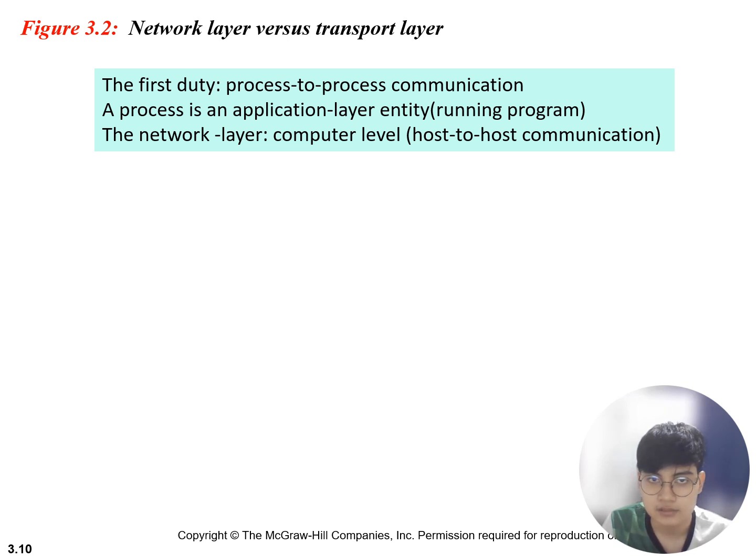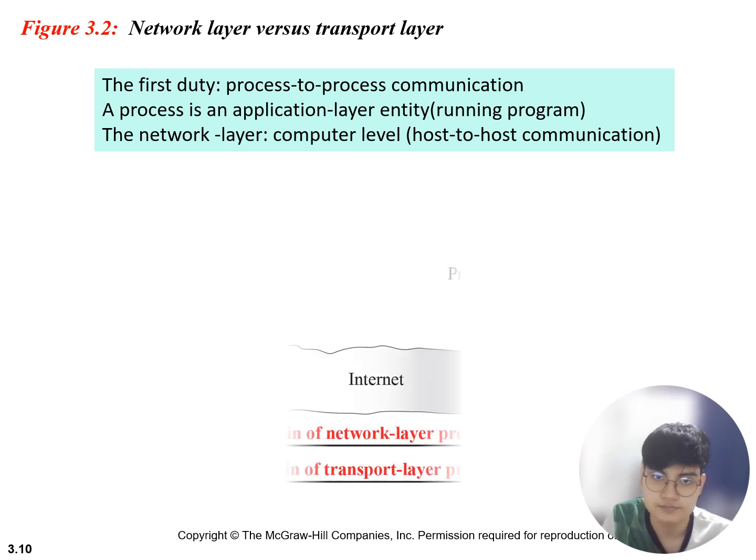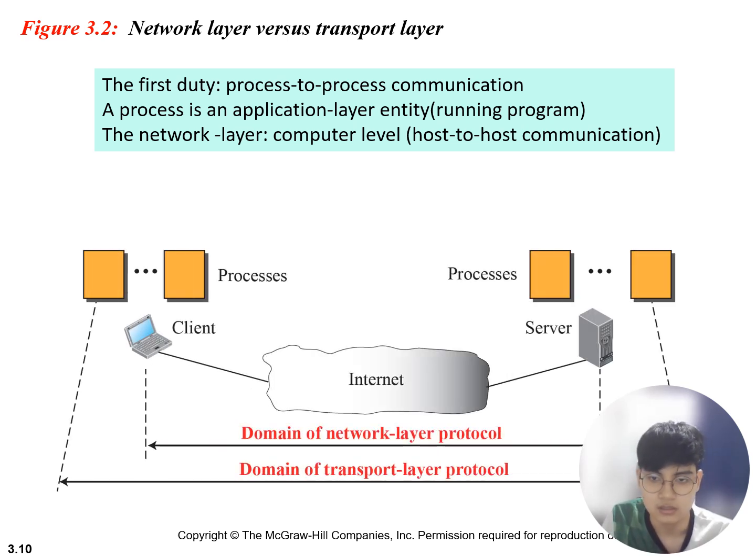Network layer versus transport layer, and further, process-to-process communication. A process is an application layer entity running a program. The network layer handles computer-level, host-to-host communication. This is for the image.